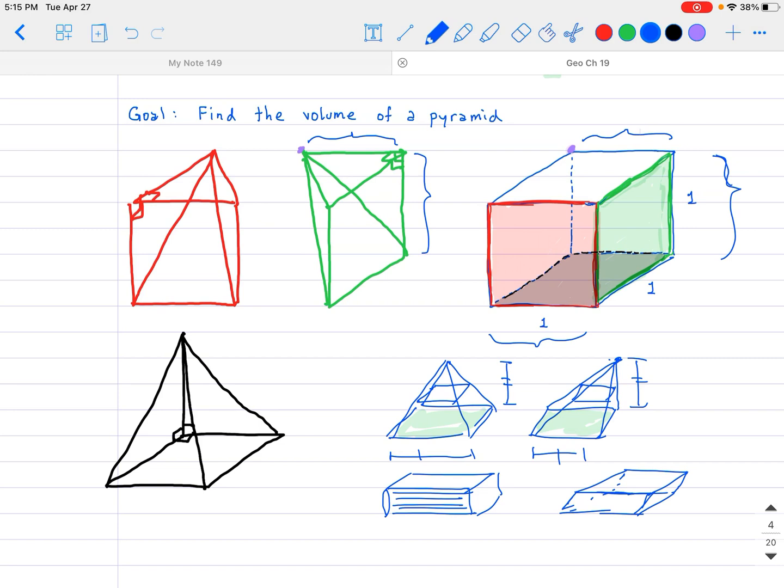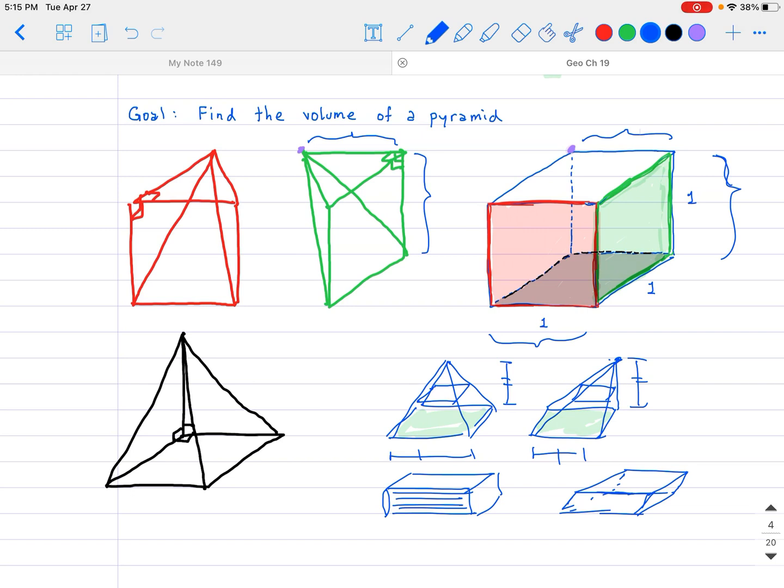But here's the amazing thing. If you notice that I have these 3 pyramids, it is possible to take all 3 of them and put them all inside the cube. And here is how I can do that.